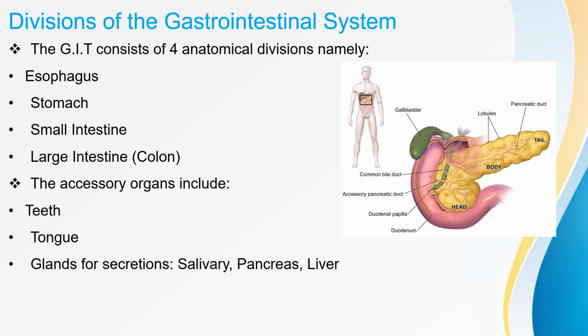Divisions of the gastrointestinal system. The GIT consists of four anatomical divisions, namely the esophagus, the stomach, the small intestine, and the large intestine, also known as the colon. The accessory organs include teeth, tongue, glands for secretion such as the salivary glands, the pancreas, and the liver.